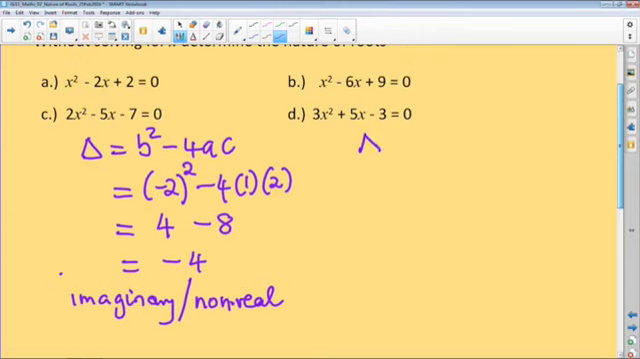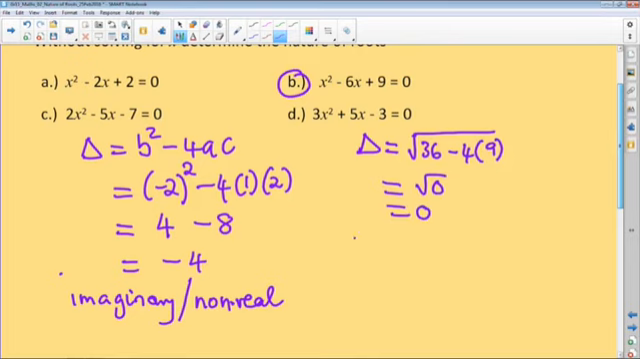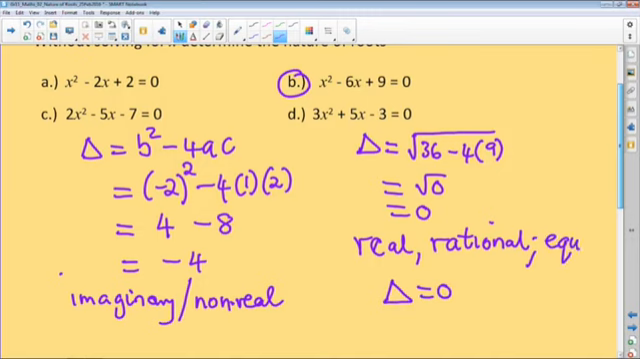Your discriminant is b squared, which is minus 6 squared, that's 36, minus 4 times a, which is 1, and c, which is 9. You get the square root of 0, and then that is 0. So the roots here are real, rational. And remember, if you get a discriminant equal to 0, then you'll have equal roots as well. So they are real, rational, and equal.